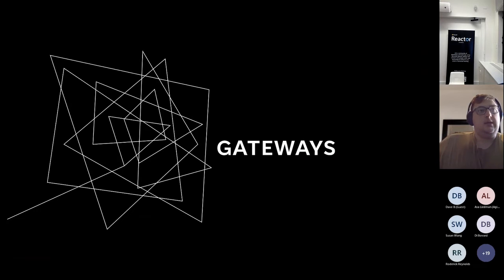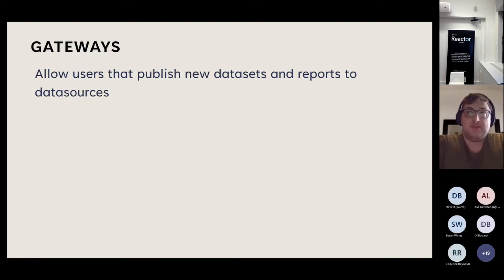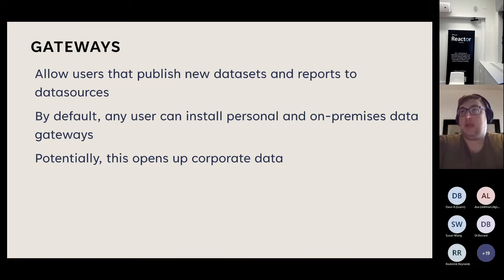Okay, then quickly, briefly, but hopefully enough, on gateways. Gateways are crucial in everything you're doing when you're working with on-premises data, because they enforce the behavior that allows users to publish new data sets and reports to data sources. And by default, any single user can install both personal and on-premises data gateways in your organization, which means that you can potentially open up corporate data that you don't want to get leaked out there.